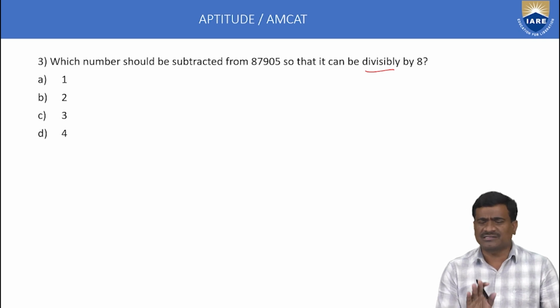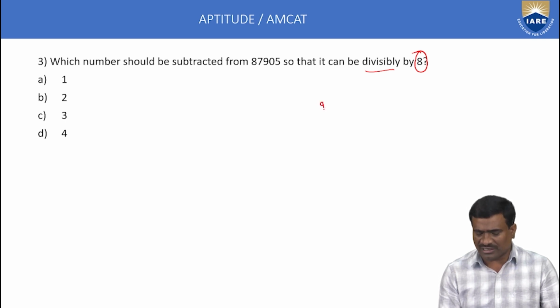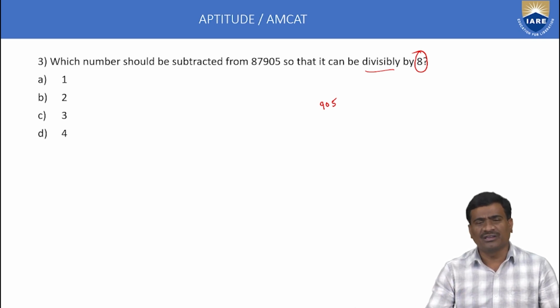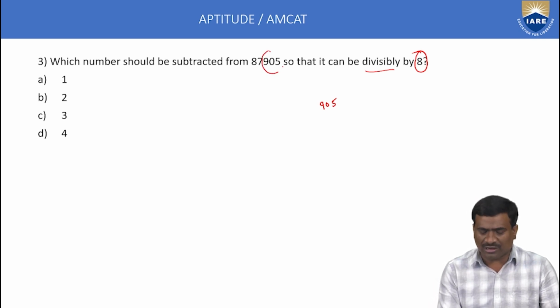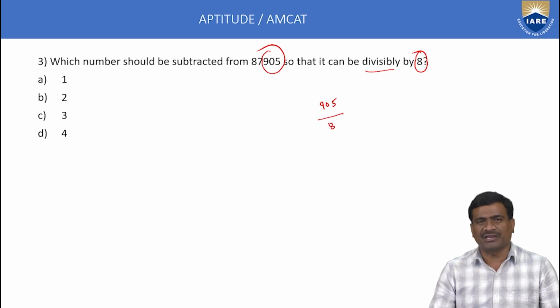The general method is the divisibility rule. The 8 divisibility rule: if the last 3 digits of a number are divisible by 8, then the entire number is divisible by 8. That is the property of 8 divisibility. Consider only the last 3 digits, 905. Next, apply the divisibility condition by 8.